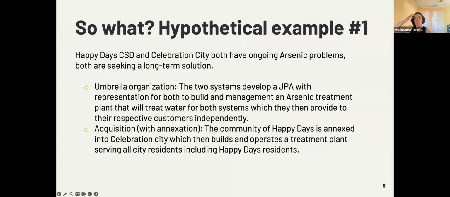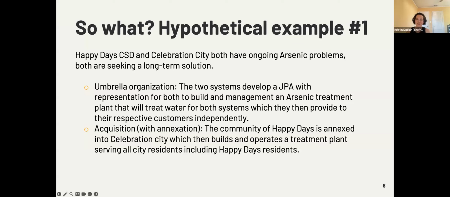So how does this matter? I've said that it matters, but let's really dive into how and why. To start us out, I want to provide a hypothetical example. I made this up, they're silly names. But in this hypothetical example, we have Happy Days Community Service District, and we have Celebration City, and they're neighbors, a couple miles apart maybe. And they both have ongoing arsenic challenges, and both are seeking a long-term solution.